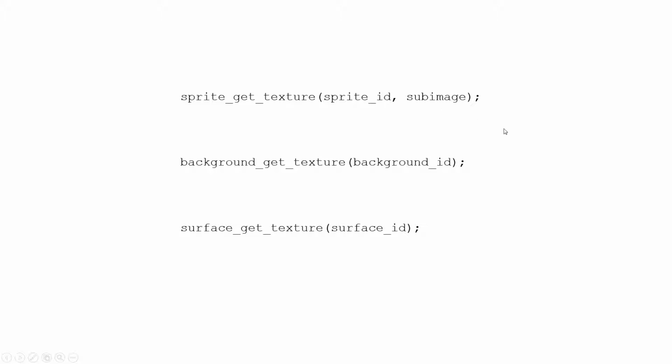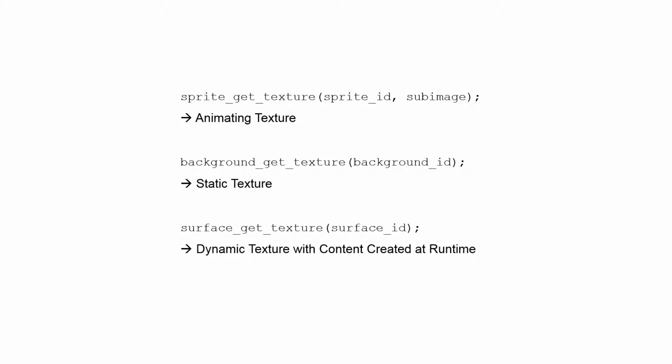And that also brings us to the different purposes that these 3 different sources have. You use sprites as textures if you want an animating texture. You use backgrounds if you want static textures that do not change. And you can use surfaces as textures if you want dynamic textures with content created at runtime. I'm not going to go into detail about surfaces in this tutorial, but you may know that surfaces can be modified at runtime. You can create content for them, and as soon as they are finalized, you can actually use them as a texture and apply them to geometry.